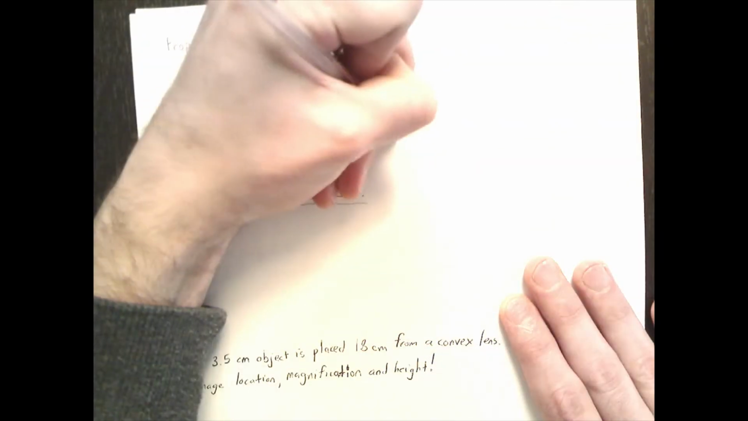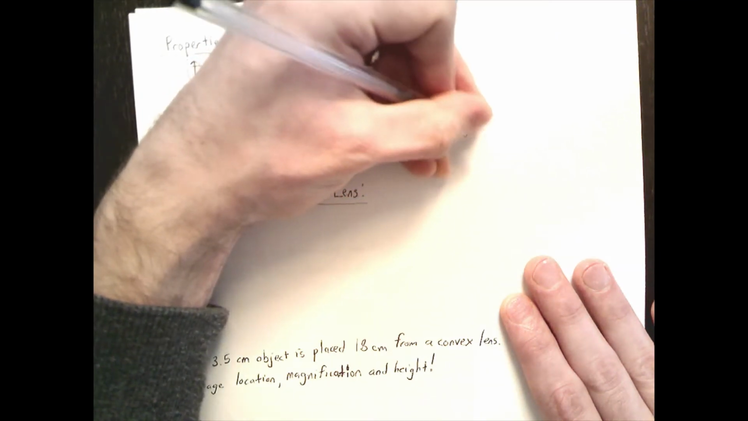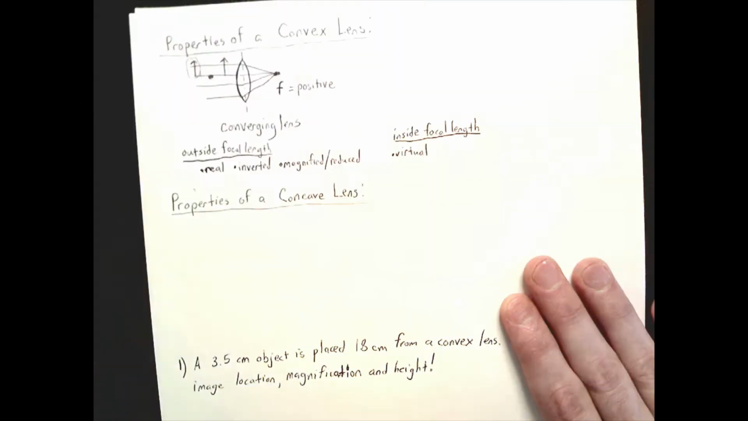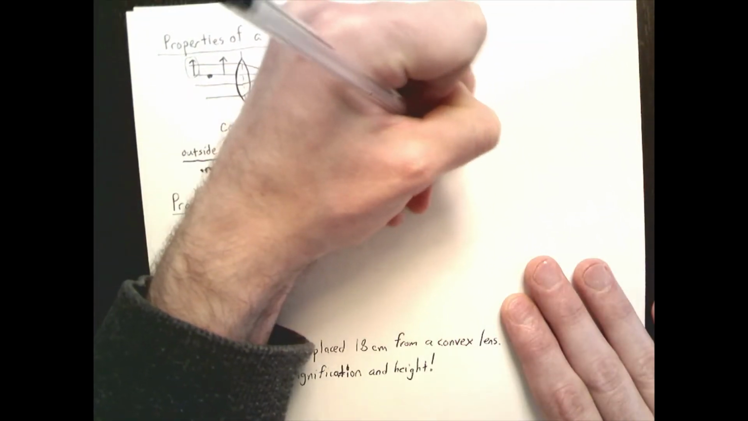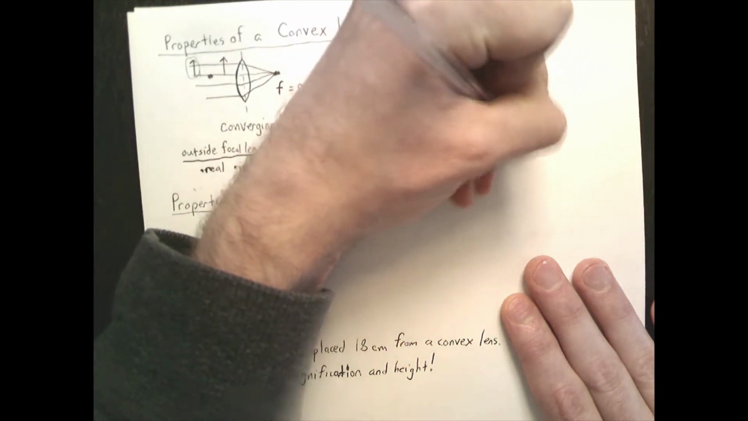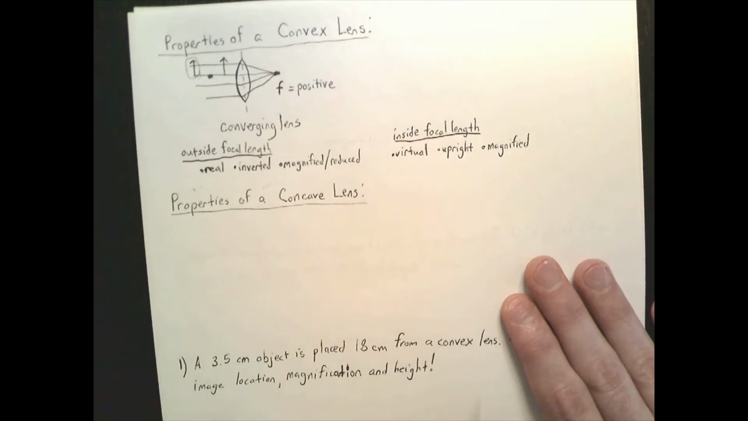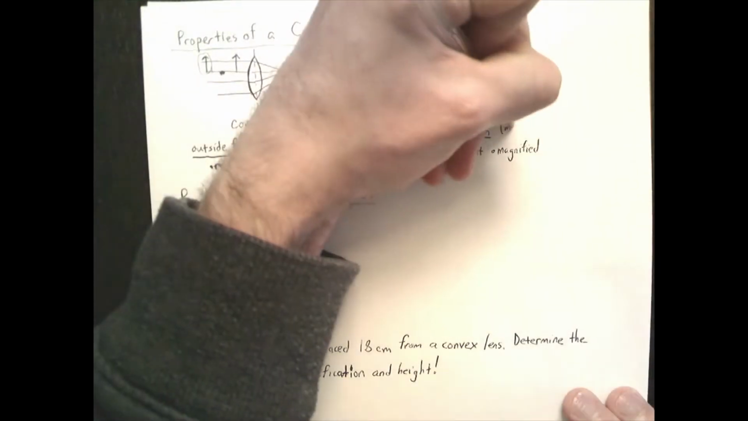If we are inside the focal length, this one always has a set of definite image properties. It's always going to be virtual. You have to look through the lens to see the image formed. It's always going to be upright, and it will always be magnified. The example of a convex lens inside the focal length is your traditional magnifying glass. If I have an object really close to the lens I'm holding, I will see that object the same way it was before, but a lot bigger. So this is a magnifying glass.